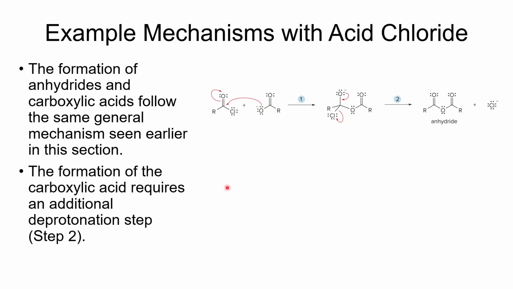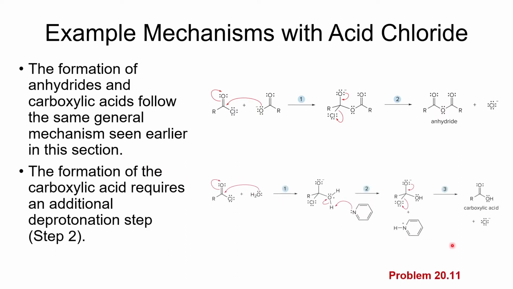If we're going to do the formation of a carboxylic acid, that's going to require one extra step. So water comes in, reacts with the acid chloride to give us our tetrahedral intermediate. And before that chloride leaves, we need to deprotonate. And the thing we typically deprotonate with is the pyridine. And then once we've done that, we can lose that chloride and we will end up getting the carboxylic acid.